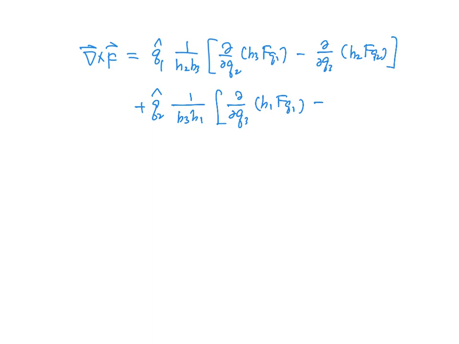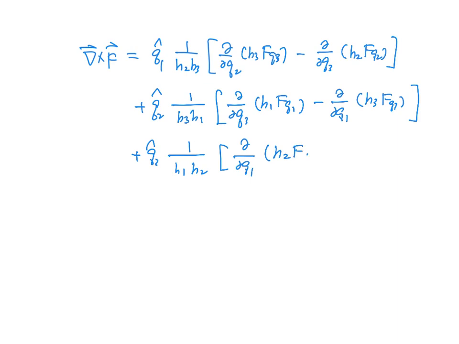So this is 3. Partial Q1, partial H3, FQ3, plus Q3, 1, 2. Partial Q1, partial H2, FQ2, minus FQ2, partial H1, FQ1. Okay, so cylindrical.